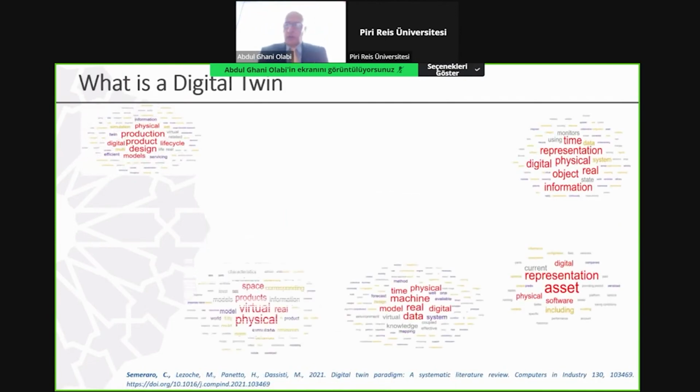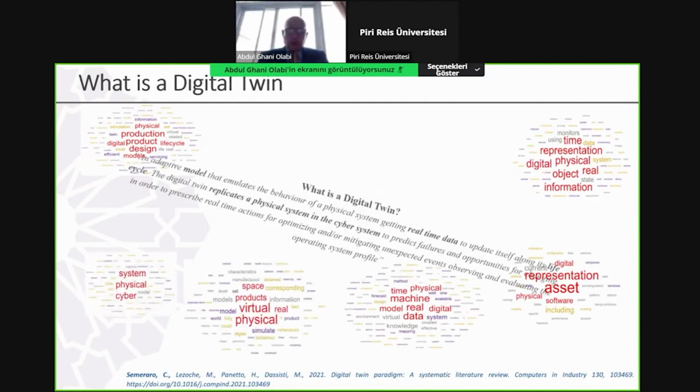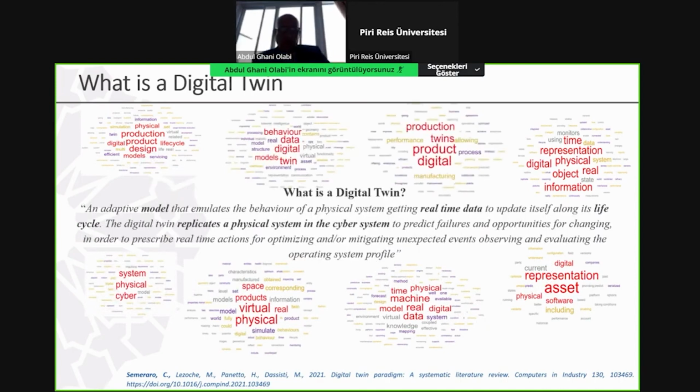So now we want to tell what is digital twin. Digital twin simply is an adaptive model that emulates the behavior of a physical system, getting real-time data to update itself along its life cycle. So here we have the physical system, it has all the real data and it goes to update itself. How? Because the digital twin replicates a physical system in the cyber system.